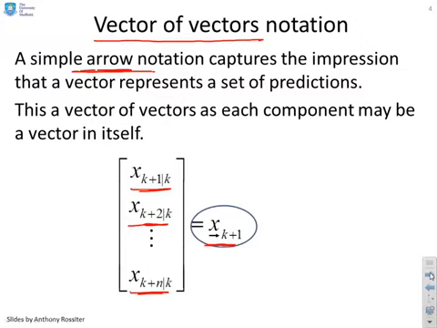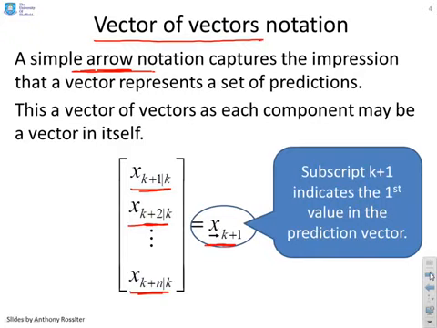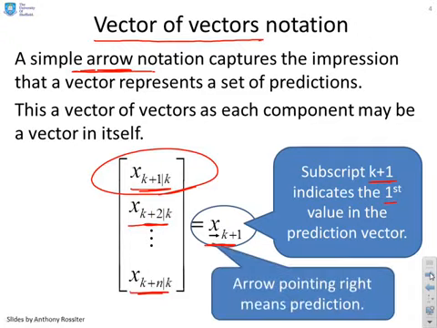Now the nice thing about the arrow notation is it doesn't tell you what n is, so you can be fairly flexible. It can go up to whatever n you like. So the subscript k plus 1 indicates the first value, that's this one here, but actually we don't say what the last value is. We leave that as implicit in the context. And just to re-emphasize here, the arrow pointing to the right means prediction, and that's because when I write a sentence here, you'll see that going forward in time I move to the right, and that's the simple reason.